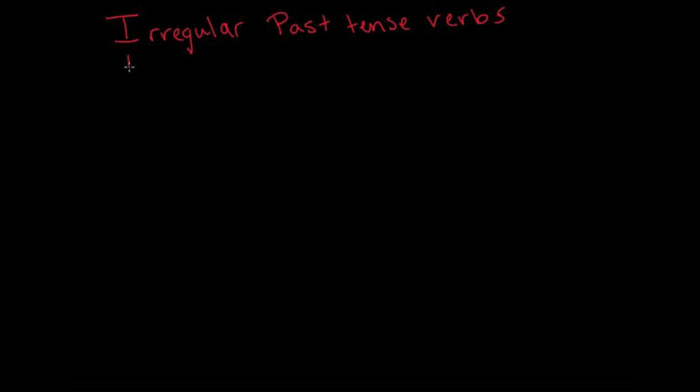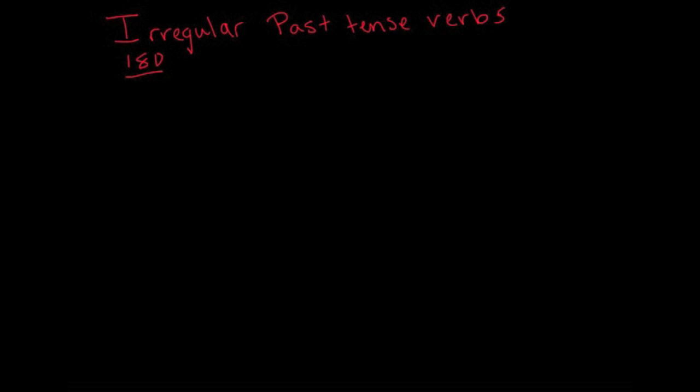Today's lesson is about irregular past tense verbs. These are difficult for all English learners. There's about 180 different irregular past tense verbs in English, about 180 different ones. And these can be difficult to memorize.